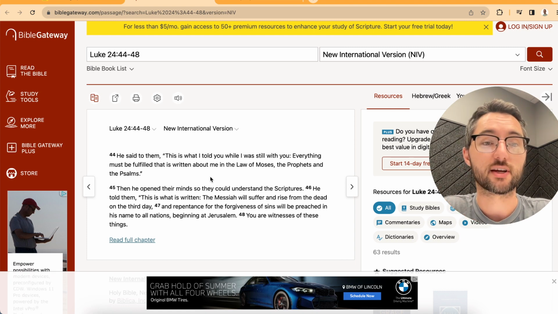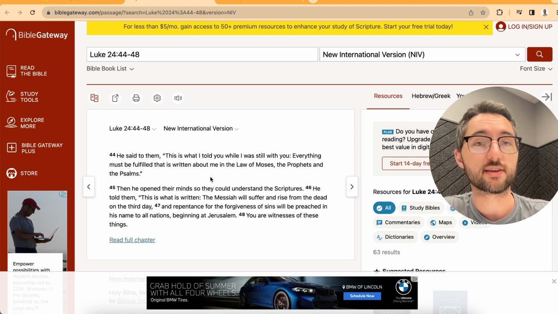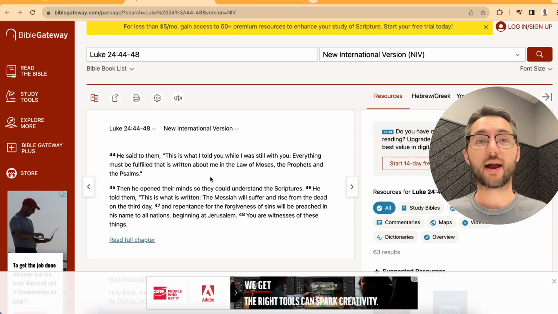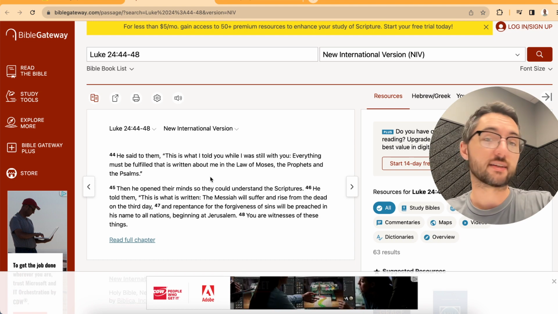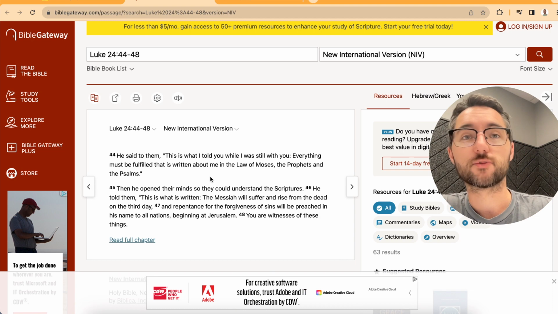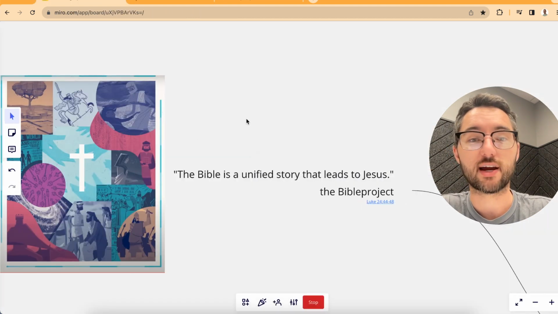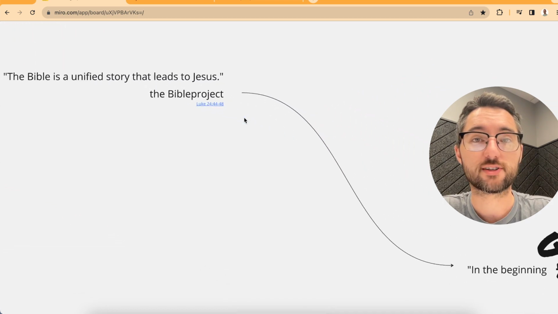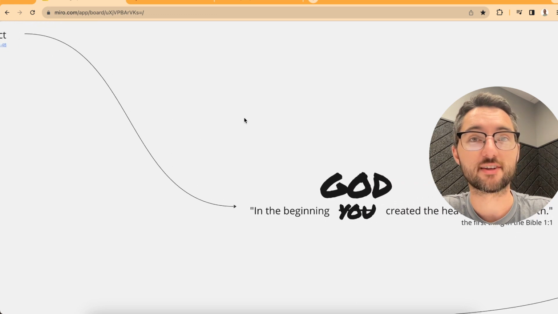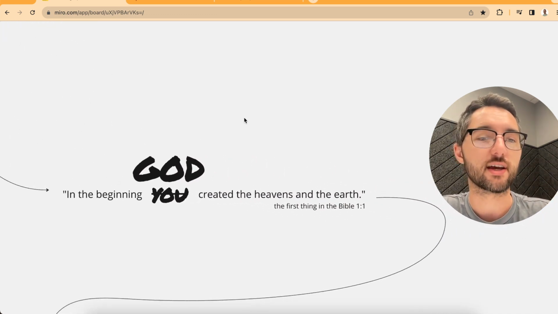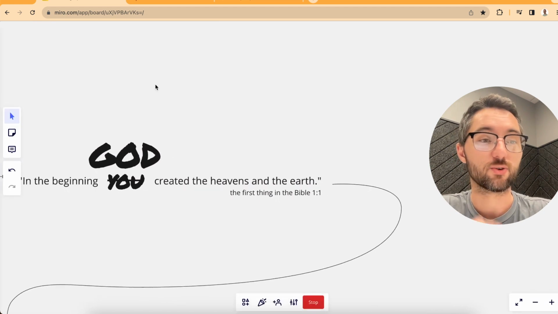That's in verses 46 and 47. And then in 48, he says, you're witnesses of these things. In other words, you're seeing this fulfillment happen, which they're then writing down as the Gospels in the New Testament. So he sees the entire Bible exactly like this, as a unified story that leads to himself, according to Luke 24:44. So that's one assumption that the expositional method is going to make as you're studying, and is going to help you try to see as you study with this tool.